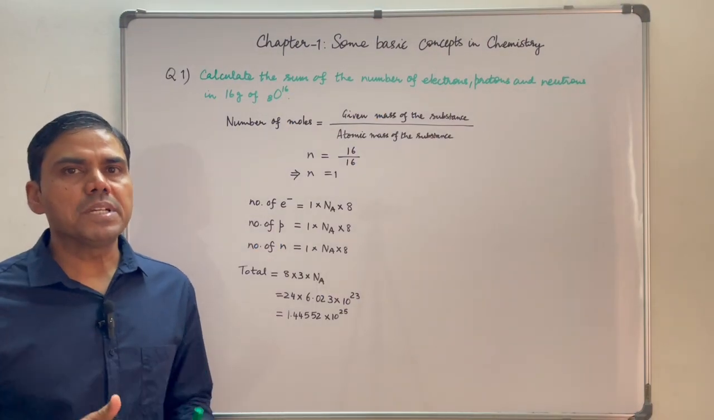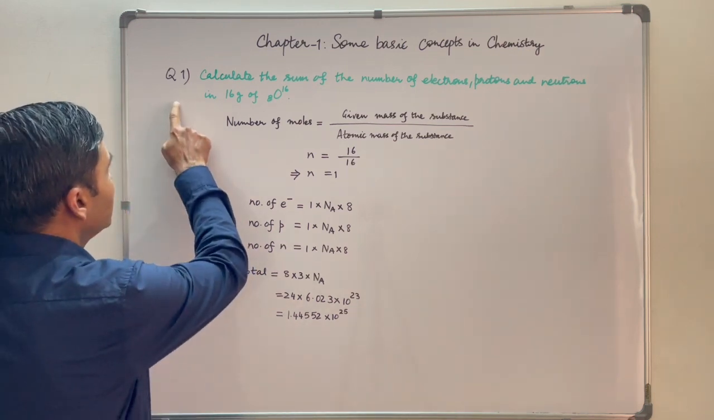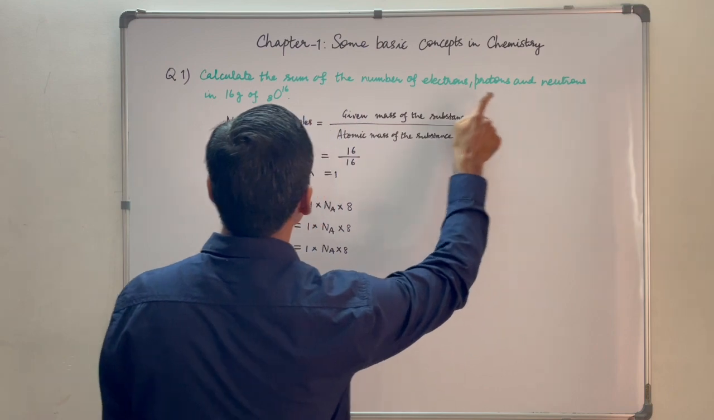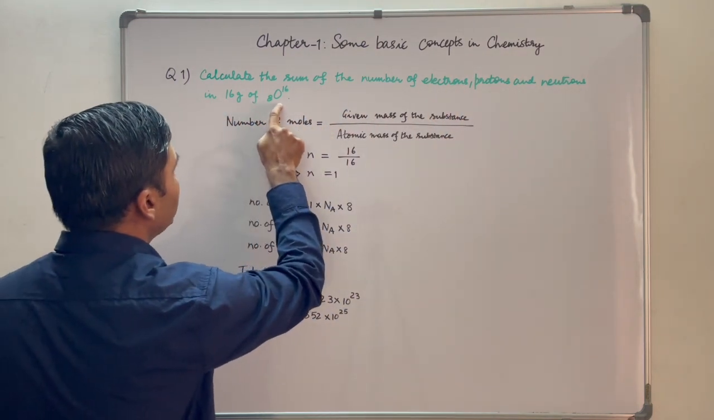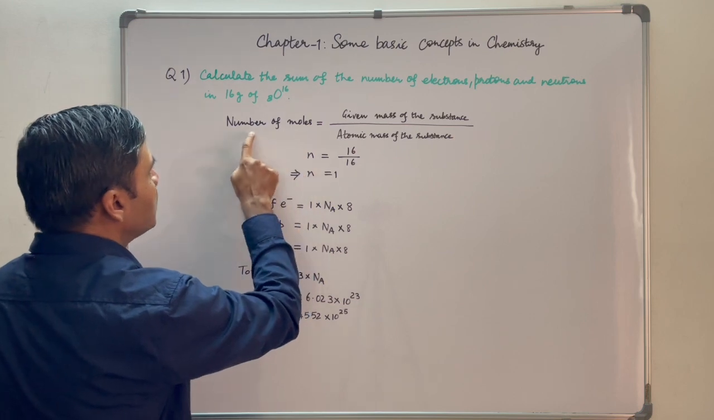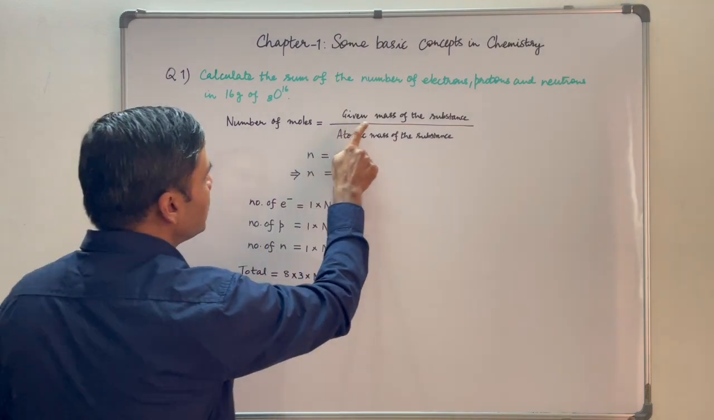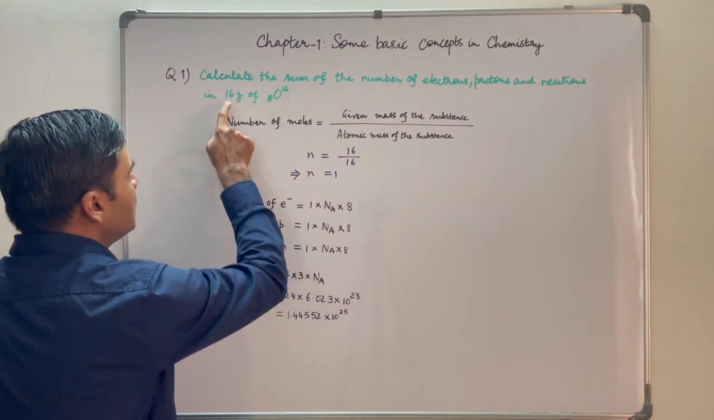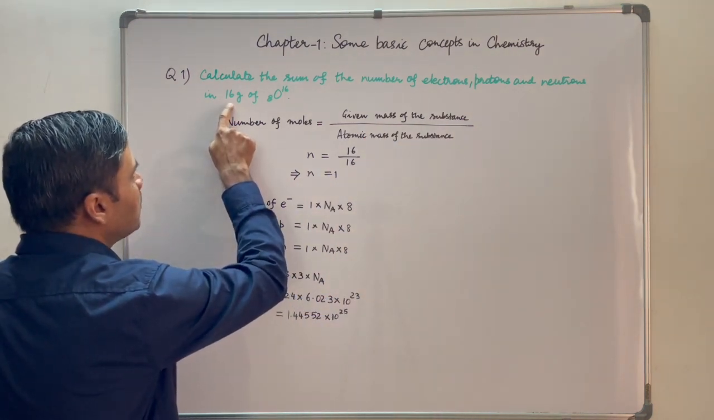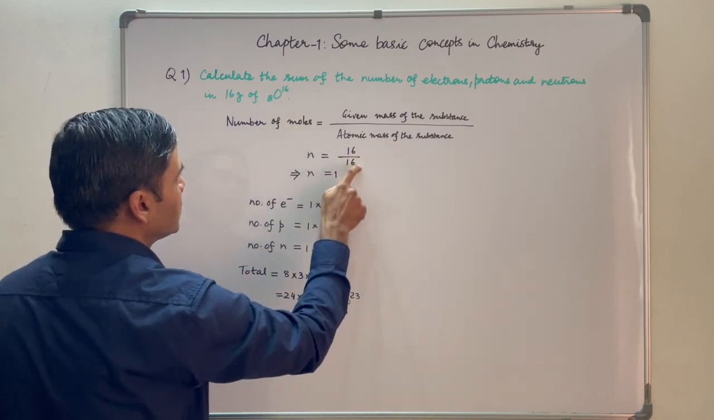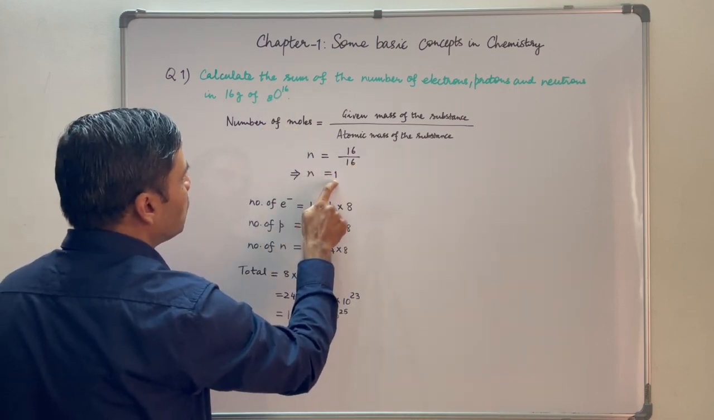Now let us see some questions. First question, calculate the sum of the number of electrons, protons and neutrons in 16 gram of O2 16. First we will calculate the number of moles. Number of moles is given as given mass of the substance upon atomic mass of the substance. Given mass of the substance is 16 gram and atomic mass of the substance is 16. So 16 upon 16, that is number of moles is 1.